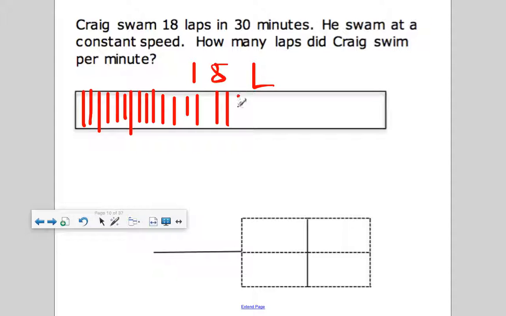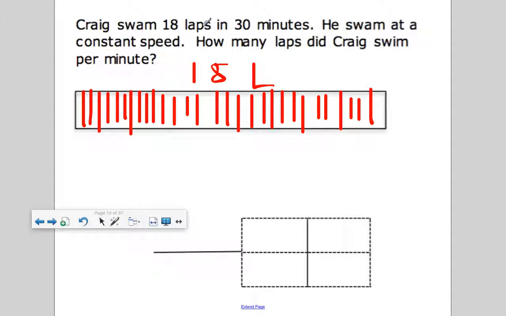Again, I'm not doing a really good job here. It's supposed to be equally spaced. 23, 24, 25, 26, 27, 28, 29, 30. So let's make a prediction here. Can he do 1 lap per minute for each minute? Will the answer be more than 1 lap, 1 lap, or less than 1 lap?